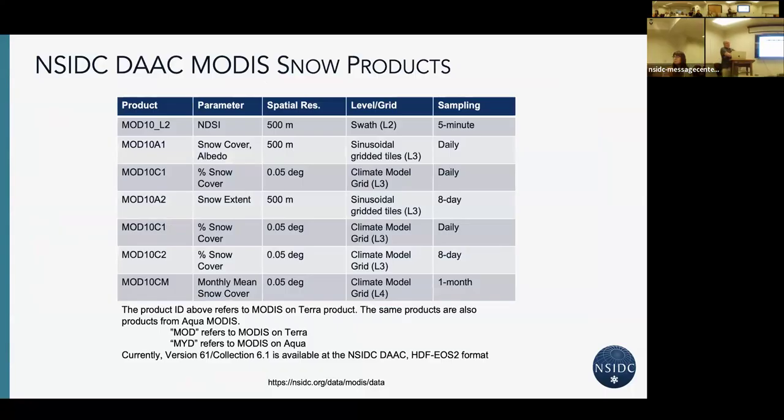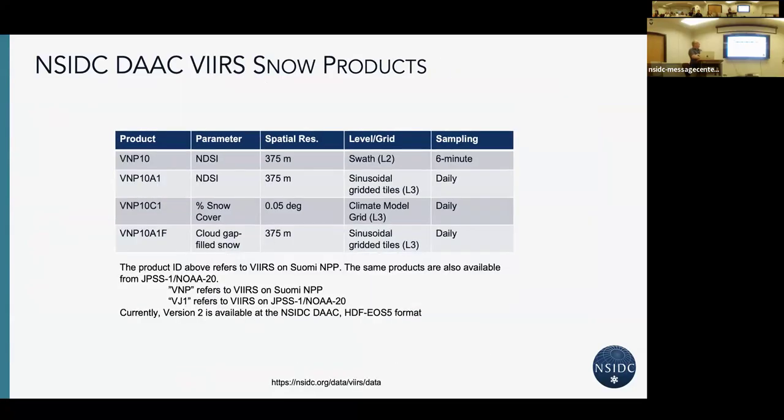And we have the DAAC snow products. These are primarily from MODIS. There are several different products. Again, these are basically global products, so you can potentially get snow cover. And then also, more recently now, the VIIRS products.